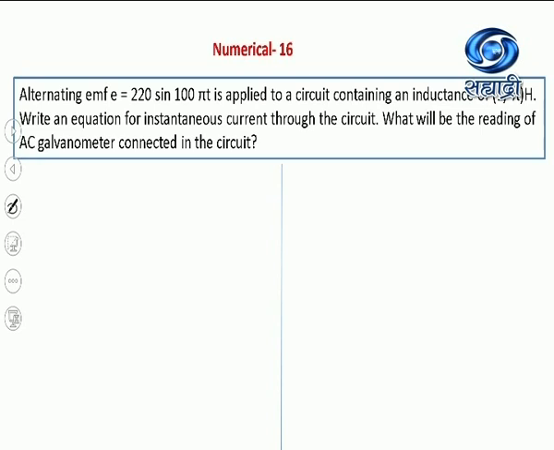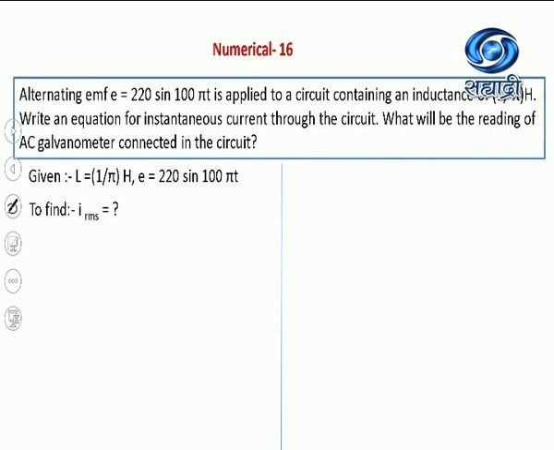Now the instantaneous EMF E is equal to 220 into sine of 100 pi t. We know the general equation for the instantaneous EMF, E is equal to E naught sine omega t. So comparing, we get E naught equal to 220 volt and omega t is 100 pi t. Omega is equal to 2 pi f, so 2 pi f into t is 100 pi t.